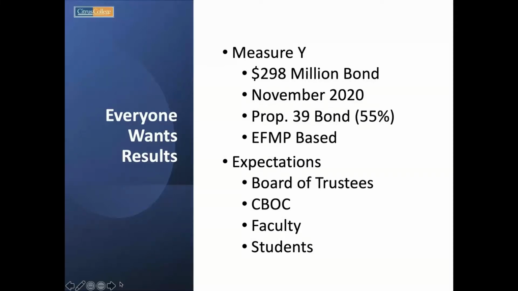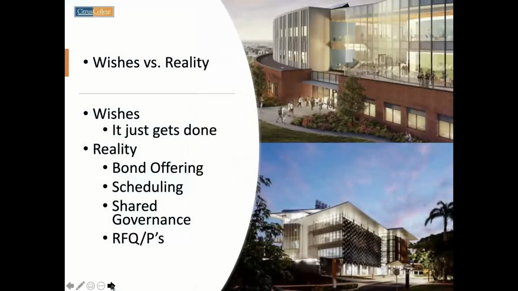There's a bunch of things that you have to go through just to get things rolling. So we have wishes versus reality. So you said in a meeting, and maybe it's a trustee, maybe it's a faculty member, maybe they're reporting back to the faculty senate. They think that that building up there on the right of your screen and the one down at the lower right of the screen, they think that they just magically occur.